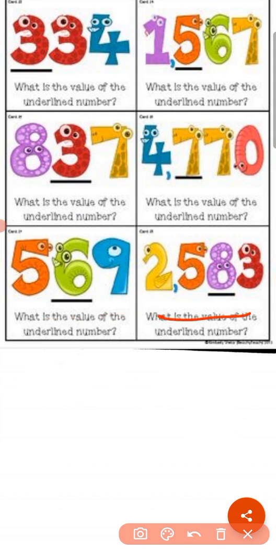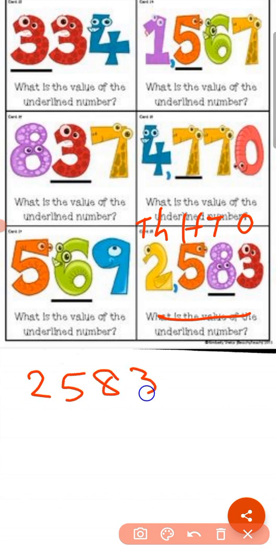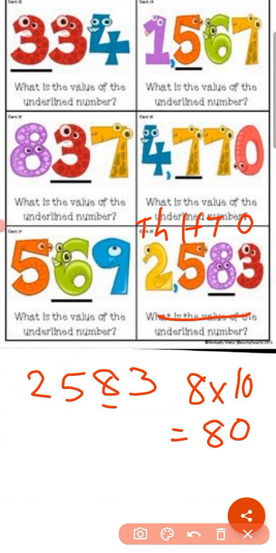Here, this is a 4-digit number. 8 is underlined. Ones, tens, hundreds, thousands. So 8 is in tens place. 8 into 10 is equal to 80. The place value of 8 is 80.